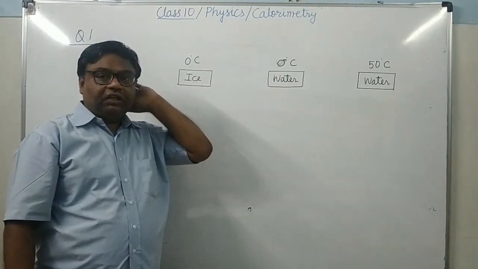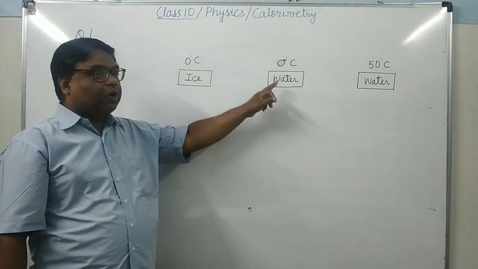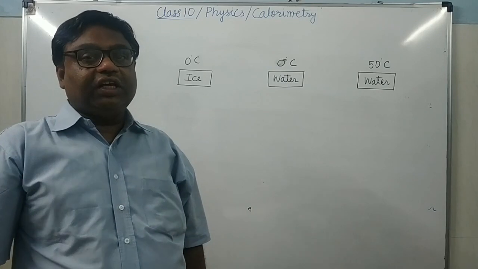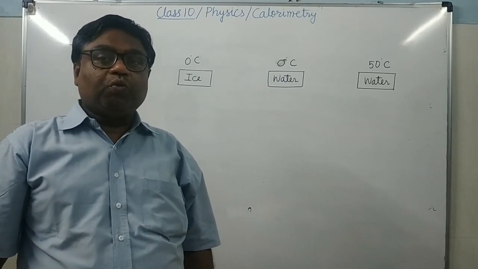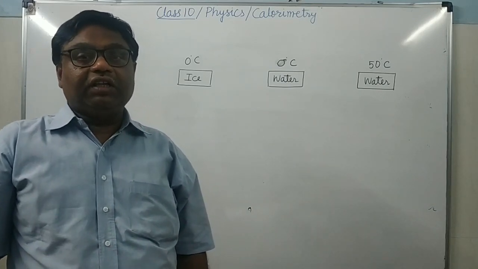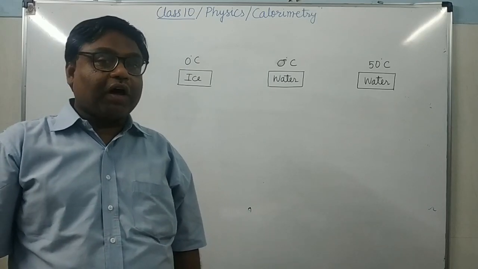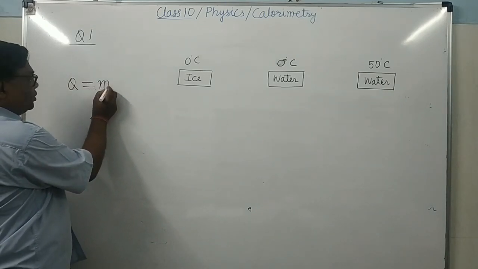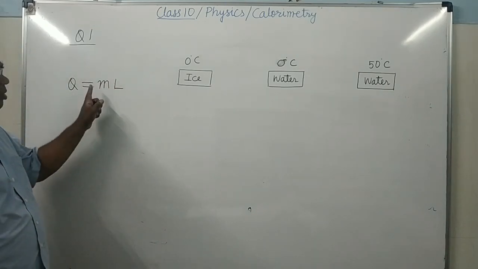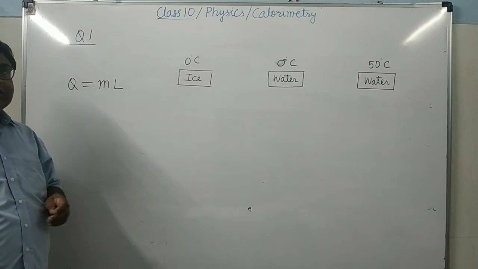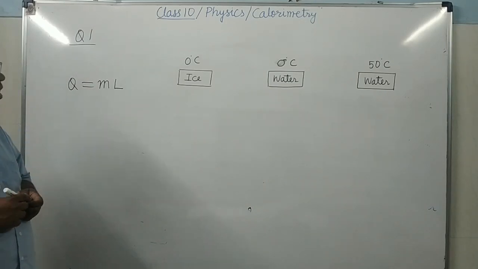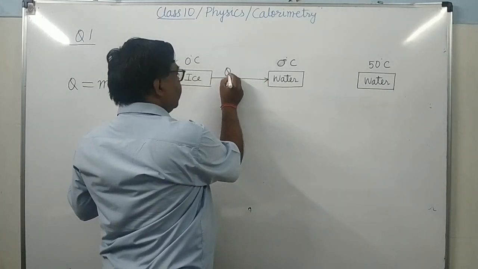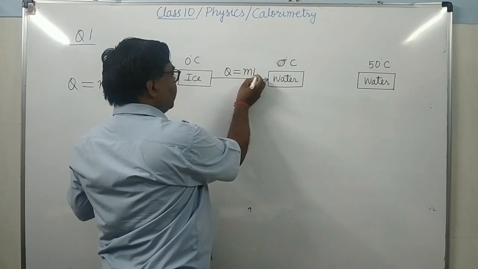Here it is changing from ice to water, means change of state is taking place. And when change of state takes place, what type of heat is absorbed? It is the latent heat, whose formula is Q equals to mL. M is the mass, L is the specific latent heat. It's clear? So in this change, the heat absorbed will be Q equals mL.